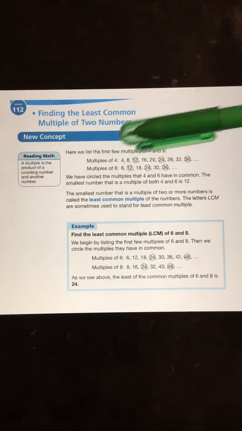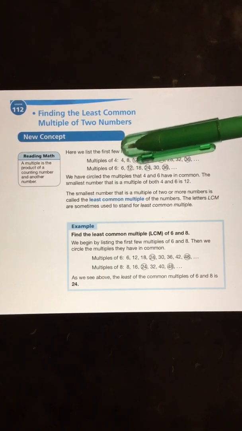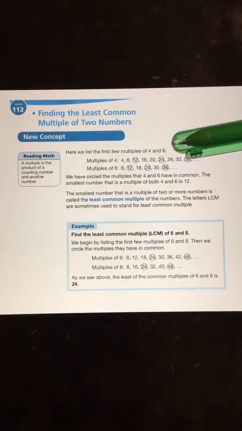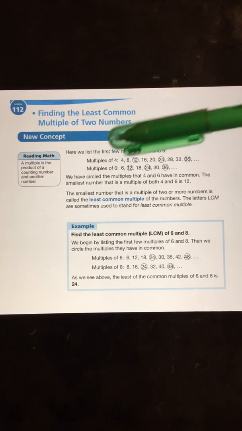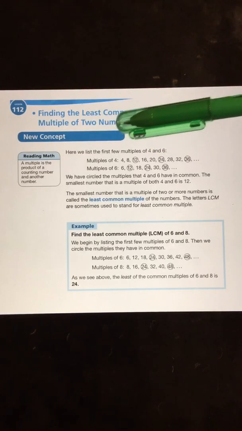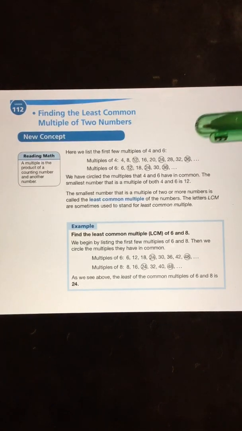Basically what we're doing is we're multiplying. The word multiples, multiplying. So we are multiplying 4 times 1, 4. 4 times 2, 8. 4 times 3, 12. 4 times 4, 16. 4 times 5, 20. 4 times 6, 24. 4 times 7, 28. 4 times 8, 32. And 4 times 9, 36. These are multiples of 4. You are just multiplying. I like to think of it like skip counting. And you go 4, 8, 12, 16, 20, 24, 28, 32, 36.